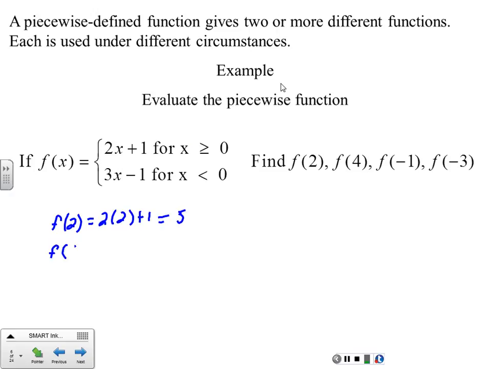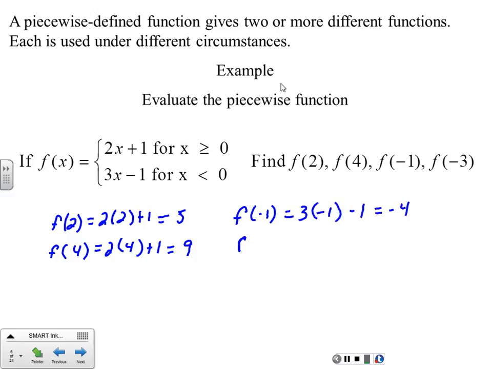F of 4. Again, that's going to go into the top because 4 is greater than 0, so we're going to have 2 times 4 plus 1, which is going to be what? And if I do f of -1, -1 is less than 0, so we'll plug it into the bottom. And we're going to get what? And if I plug in f of -3, again, that's less than 0, so it's going to go into the bottom. And what are we going to get? -10. Pure algebra. We haven't done anything too difficult, right?